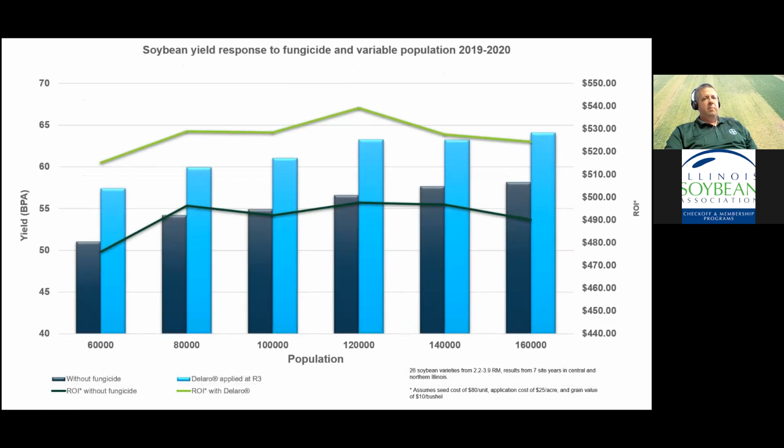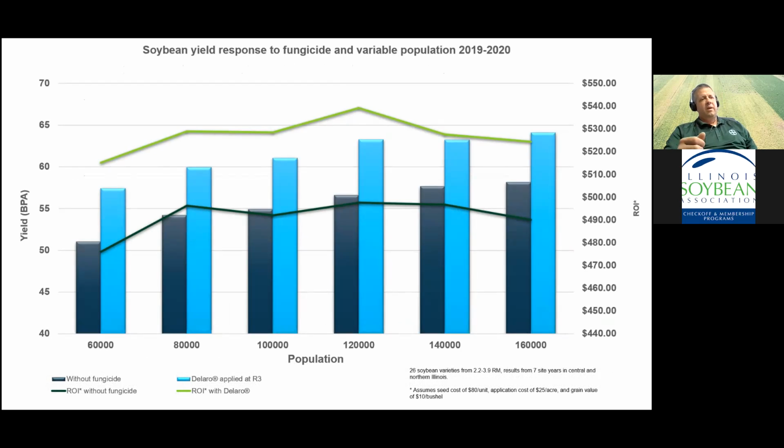If we look at the last couple of years, we've done quite a bit of work looking at variable populations and how effective the fungicide is in variable populations. In my mind, I would think that when we have a higher population, we're going to get more disease development. That just makes sense. We're going to have an environment that is more conducive.